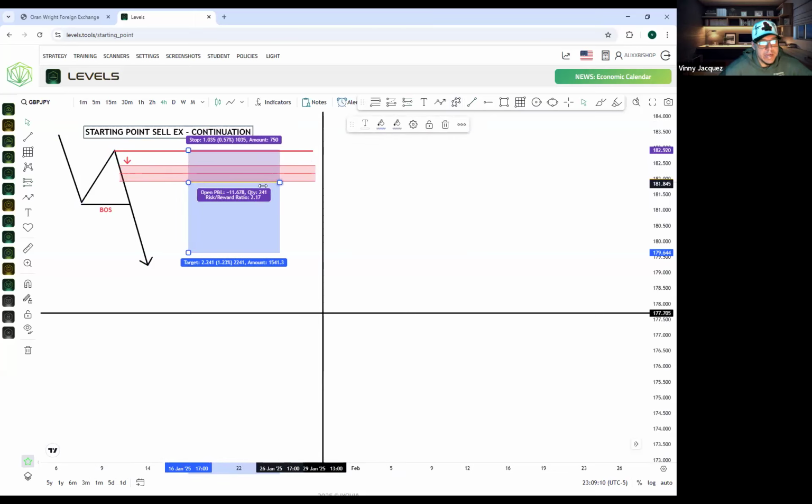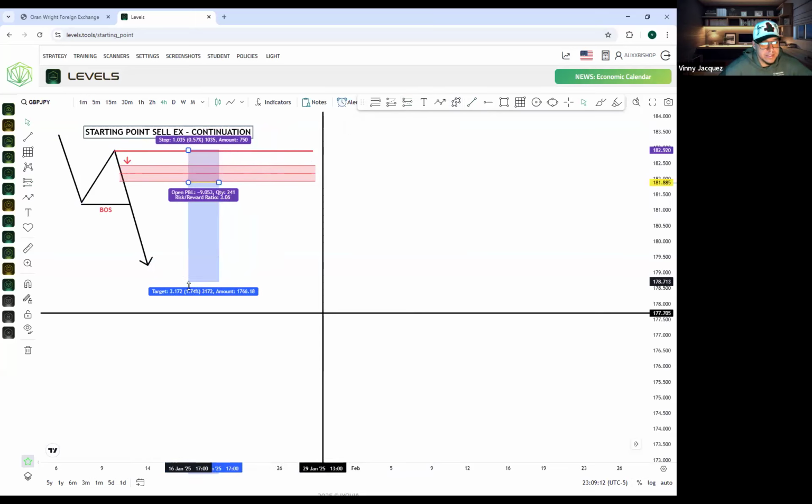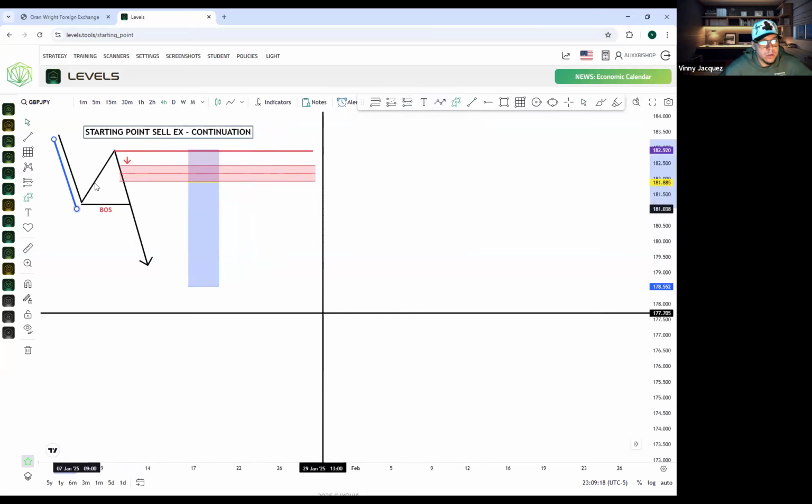Right now, I'm going to go ahead and break down the advanced because this is it, guys. This is how you find our sell entry with the continuations. We find our lower low, lower high, and we need to identify the break of structure to the downside.